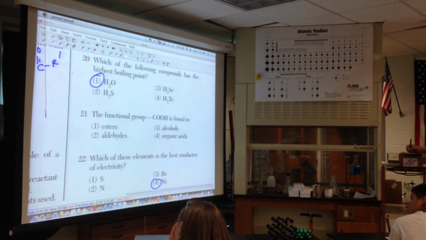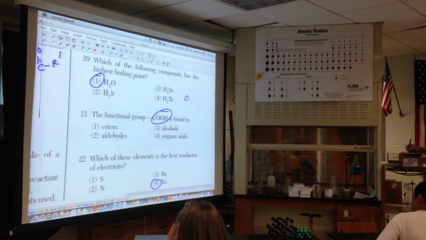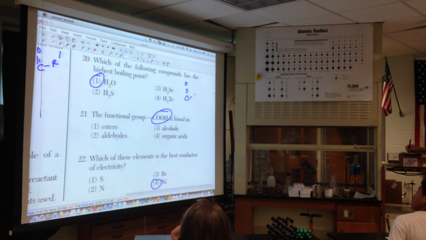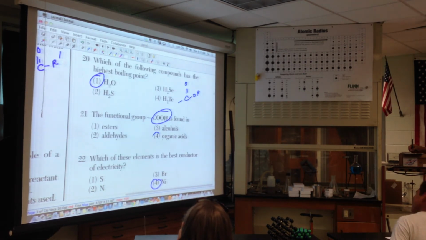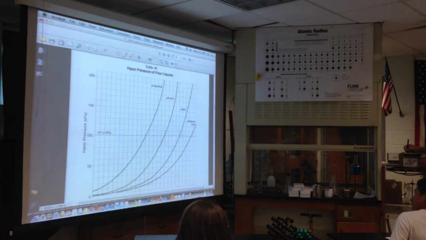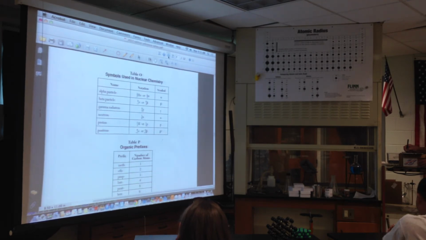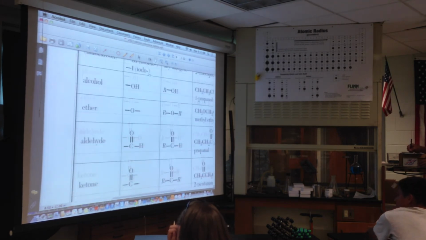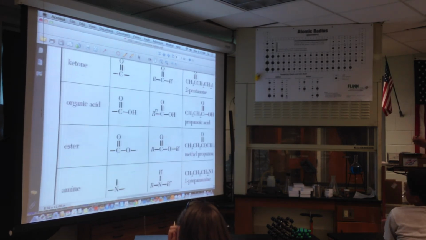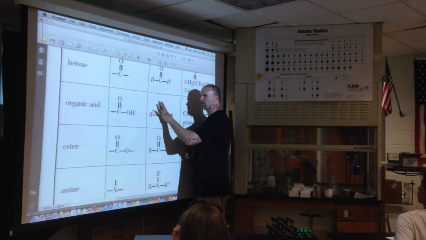You decide. 21. The functional group, COOH. The COOH group is our organic acid. Kind of gave it away. What do I know? As we say in New England, Table A. Go to Table A. Okay, Table A. There we go. I don't mention the COOH group, but if you look carefully, organic acids have a COOH ending. Rest of the organic compound, this is the answer.